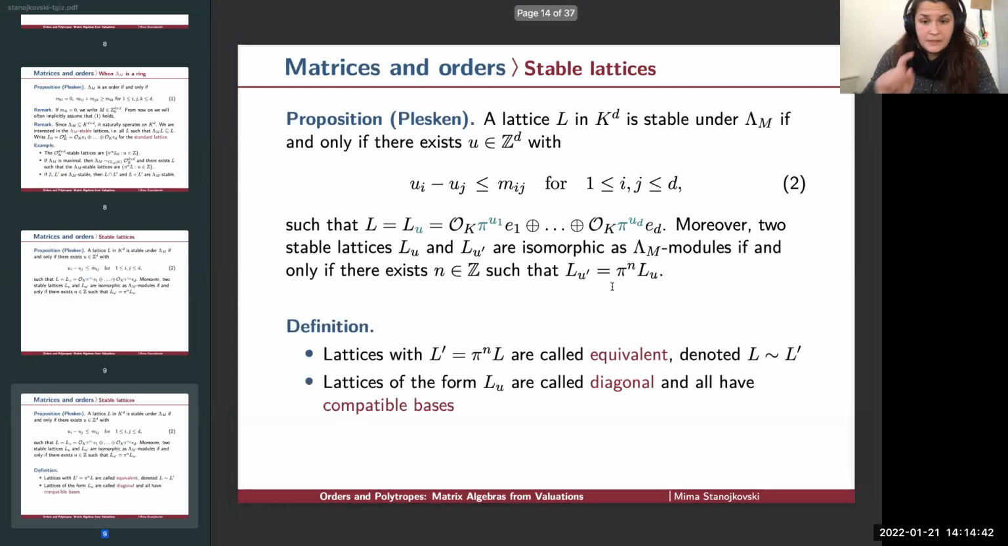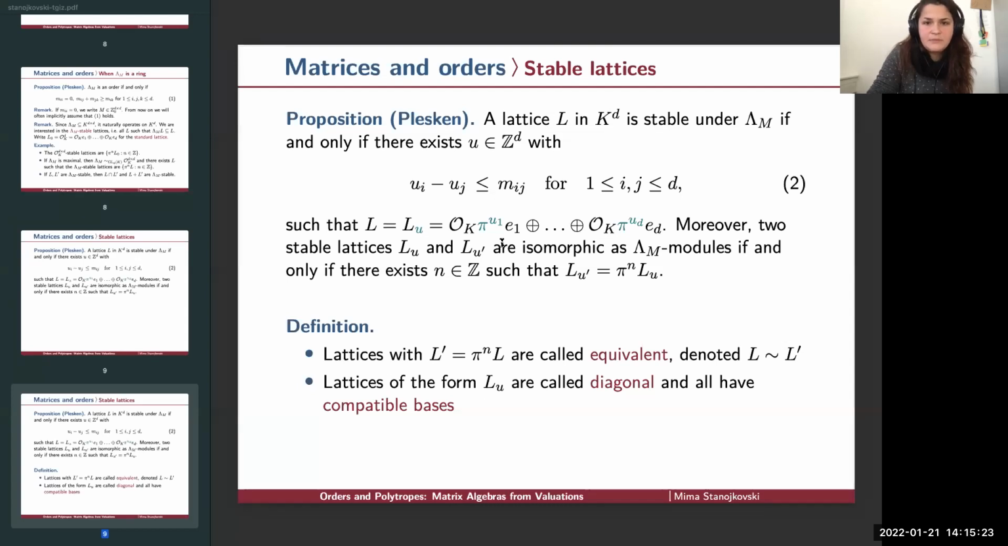So here's the definition, then we immediately look at an example. The fact that we can multiply up and down by the uniformizer is important, and once we have one, we have all of them for the stable lattices, so we will call them equivalent. We want to treat them all together as one. And since we said this is all very combinatorial because we can define this from just vectors in Z to the d, we call these lattices L_u diagonal because they have a compatible basis.